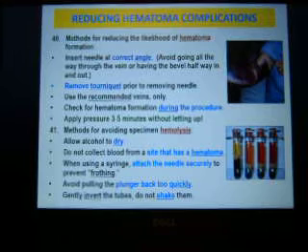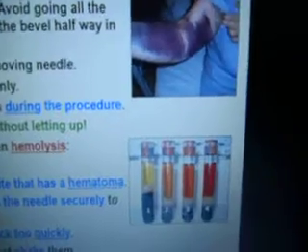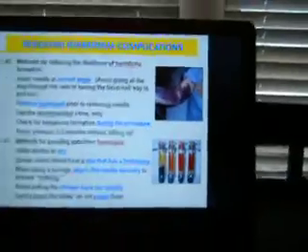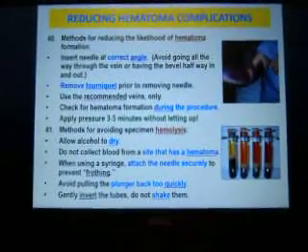Methods for avoiding specimen hemolysis. And that picture over there to our right is: number 1 tube is no hemolysis, 2 is slightly, 3 is moderately, and 4 is grossly hemolyzed. And I'll try to move in, like I said, guys, and see if I can get just a little bit better of a picture there. Again, I apologize for the quality. We're going to improve this as we go along.